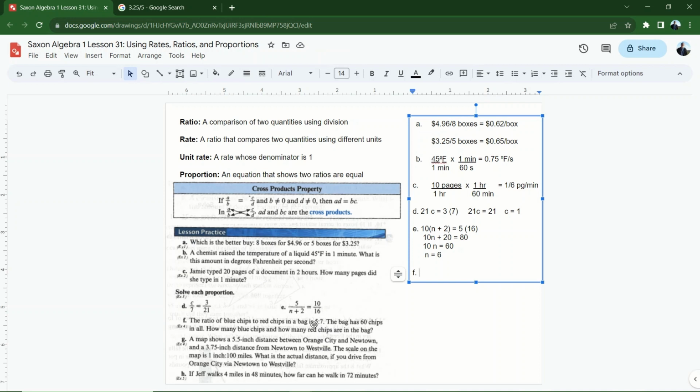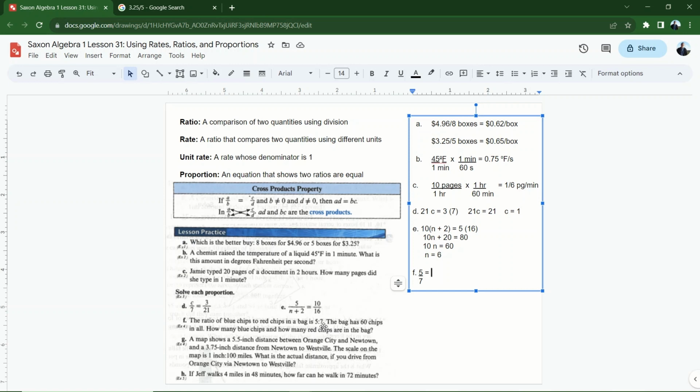Okay, so 5 to 7 as a ratio form like that is just an awful way to write a ratio. A way better way to write a ratio is 5 over 7. That's much, much more useful for us, okay? So there's 5 over 7 equals, and then we're asking if the ratio of blue chips to red chips is 5 to 7. The bag has 60 chips in all. How many blue chips and red chips?